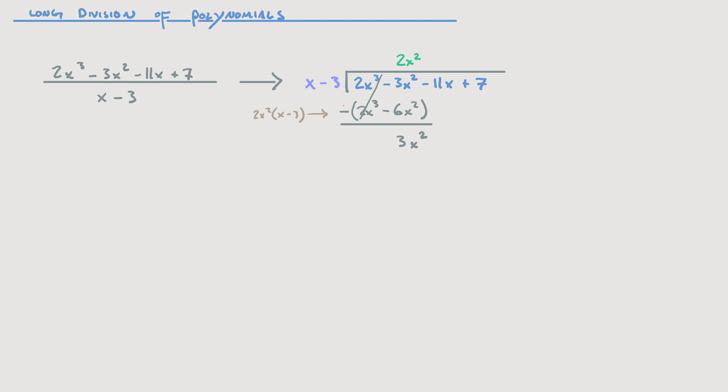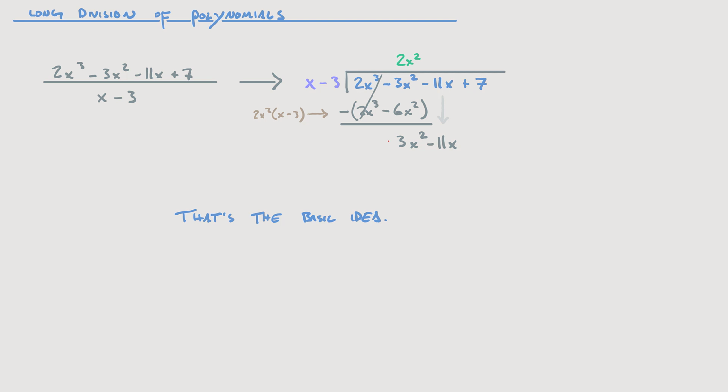But then the reason that I like to do minus and then open a set of parentheses is because when I'm reading how to do this subtraction, I see that I'm doing negative 3x squared minus negative 6x squared, so this becomes positive. So I ended up with positive 3x squared there. And then I bring down the minus 11x. And that's it. That's all you do. You just do that until you can't do it anymore, and then whatever you have left is your remainder. But that's basically the idea for polynomial division.